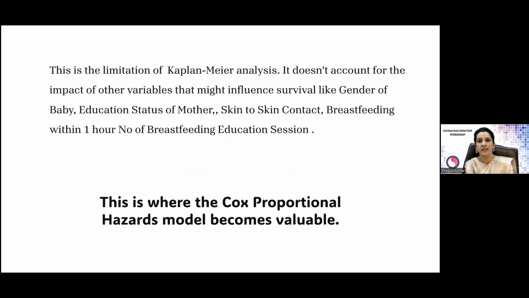Priya is writing no. So here we are discussing that if you are studying one variable, then what is the problem? You can know the effect of that variable only. But in natural phenomena, or in the natural history of disease, there are many variables acting on the outcome variable. There is this limitation with Kaplan-Meier survival, that it does not account for other variables.